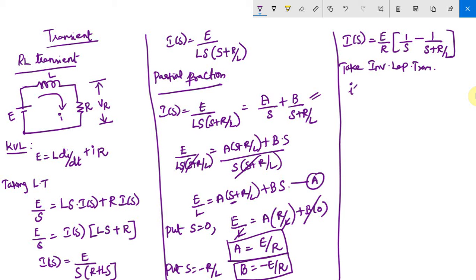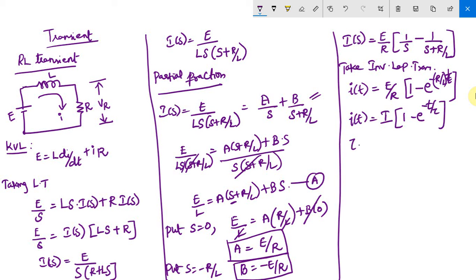So I(s) now becomes I(t), which is equal to E/R into the inverse Laplace transform of 1/s, which is 1, minus e power minus (R/L) into t. Now I'm going to write it in a simpler way: I(t) = E/R, which is the steady state current I, into (1 minus e power minus t/tau). Here tau is said to be the time constant of the RL transient, where tau = L/R is the time constant.